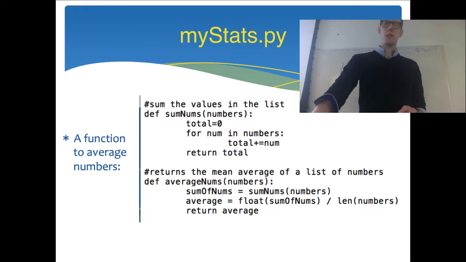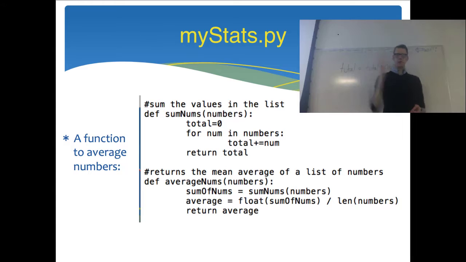Okay, so still within the same file, under my sum of numbers function, I'm going to add another function. So this is building up a module, one function at a time. This function is going to calculate the mean average of our list of numbers. So again, a code comment to tell me what it's doing. And then again, a function definition, def average nums. It takes one input still, and that's the list of numbers. Colon, new line, indentation.